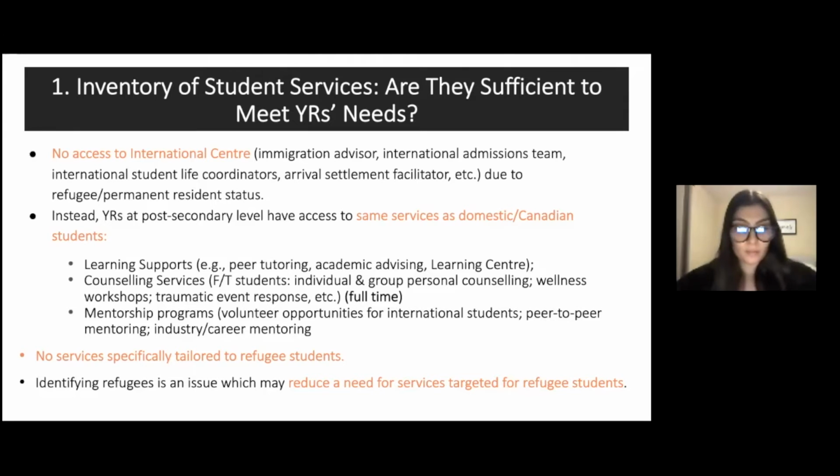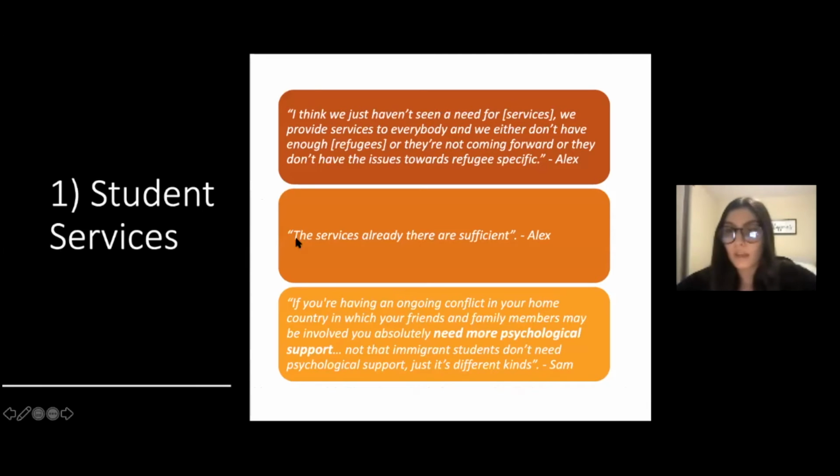So through our analysis, we found that there are no services specifically tailored to refugee students, and that basically this is an issue because if we're not able to identify who is a refugee or not, how do we know that they're accessing the correct services, and if there are no correct services for them? So here are some quotes from our participants. One professor said, "I think we just haven't seen a need for services. We provide services to everybody and we either don't have enough refugees or they're not coming forward or they don't have the issues that are specific to their refugee status."